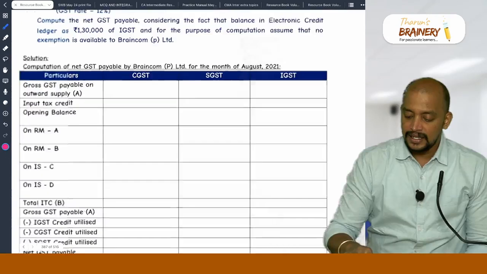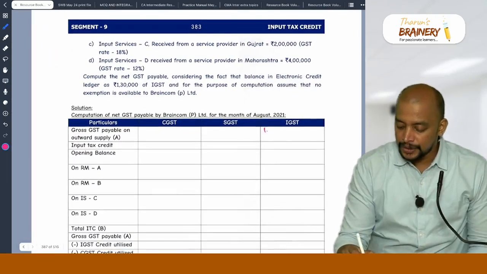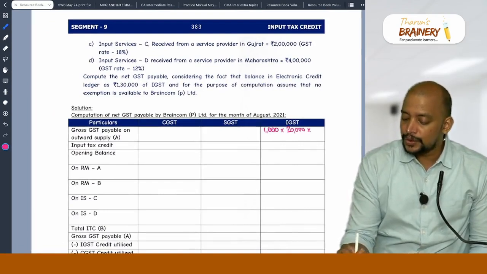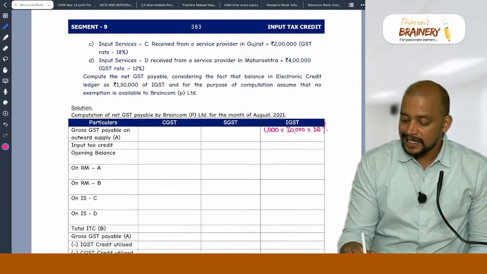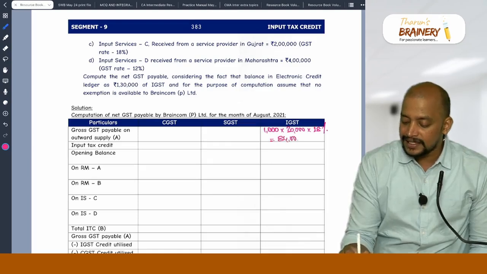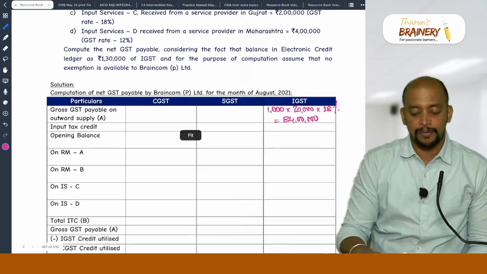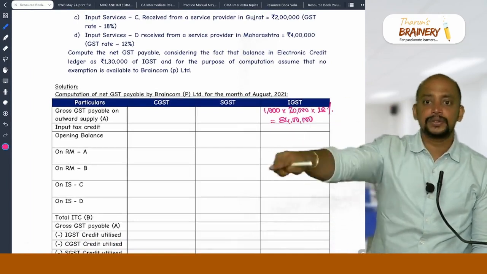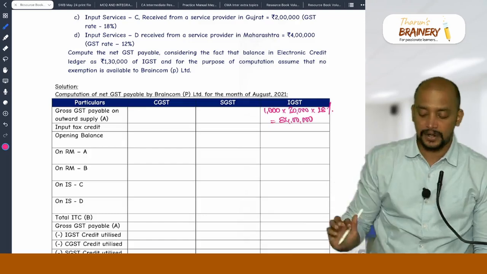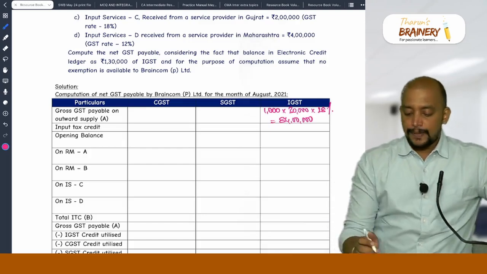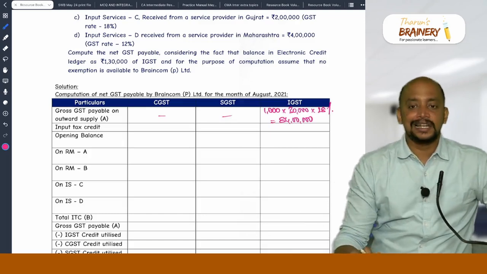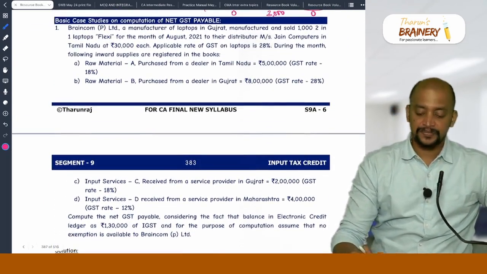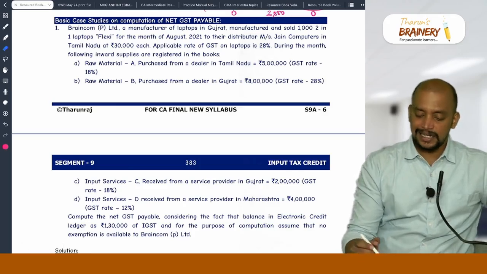That is 1000 into 30,000 into 28%, that will be 84 lakhs. This is the meaning of all workings should form part of answer. It means whatever you enter in the calculator, ensure that you are writing in the answer sheet. Okay. Then, we don't have any CGST, SGST liability, because below that we have the inward supply details. Now look into the inward supply details.